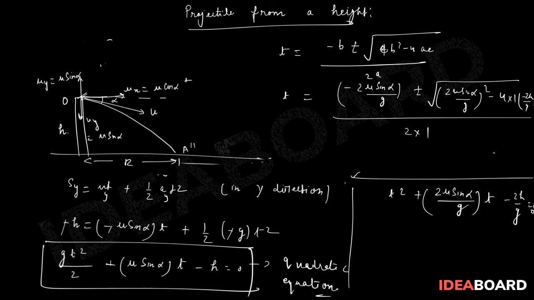So now similarly we can obtain the value of range, which will be simply R, which is ux into t. We already achieved the value of t, so R is u cos alpha into t, that would provide you the final answer. Okay, so that's how we solve projectile motion from a particular height.